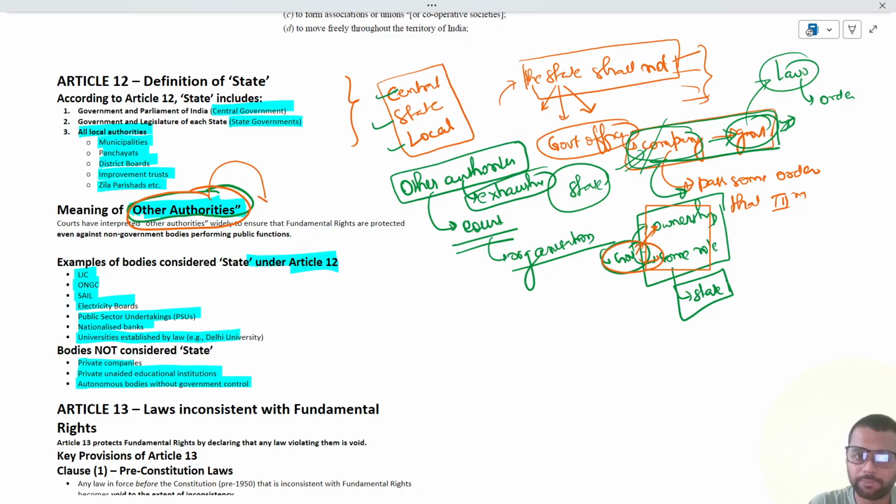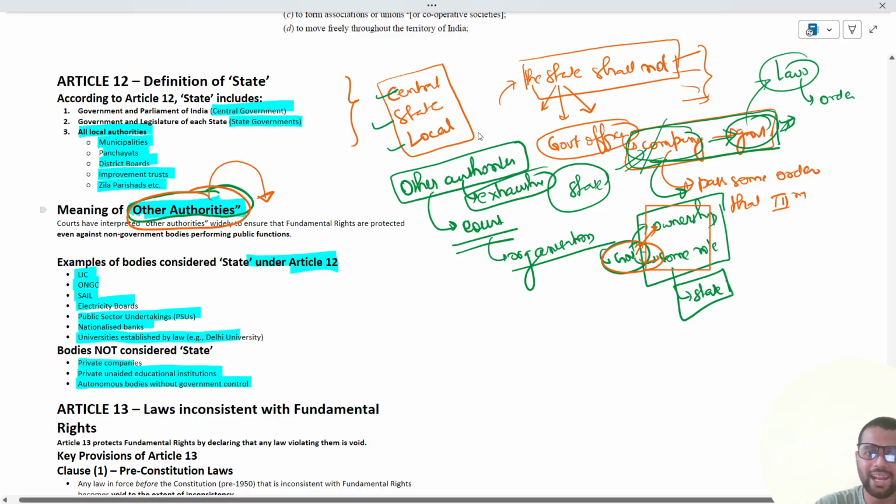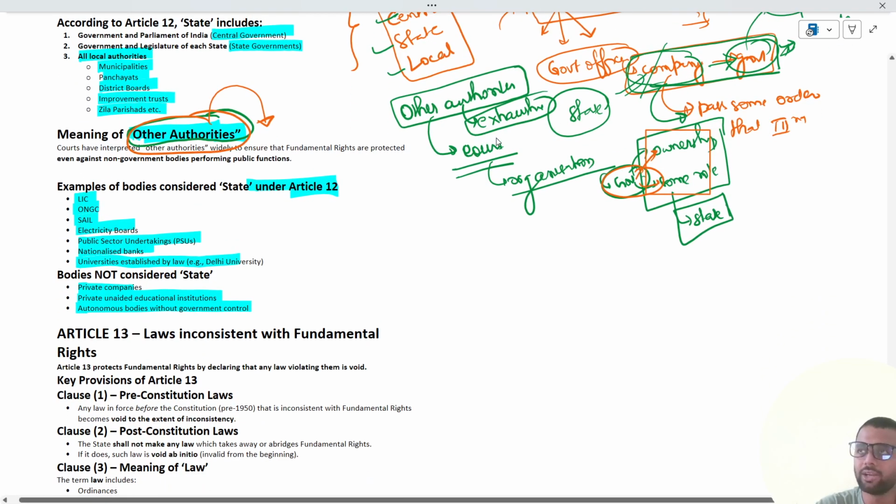As per the other authorities that has been mentioned under Article 12 and has been interpreted by the various courts from time to time. So, as of now, the state not only includes the central government, state government, local government, but other authorities as well. And other authorities includes any organization controlled or owned or managed by the government of India or the government of the state or the local governments. Clear?